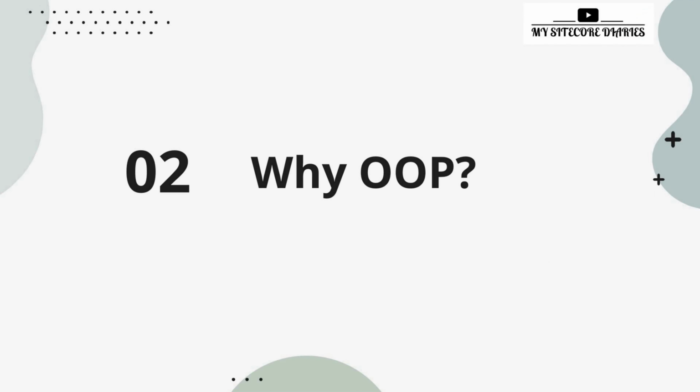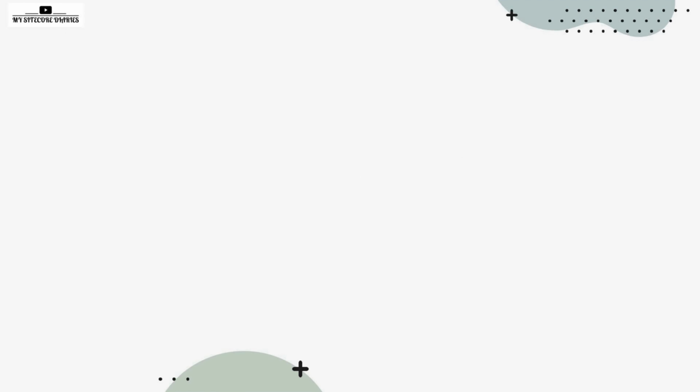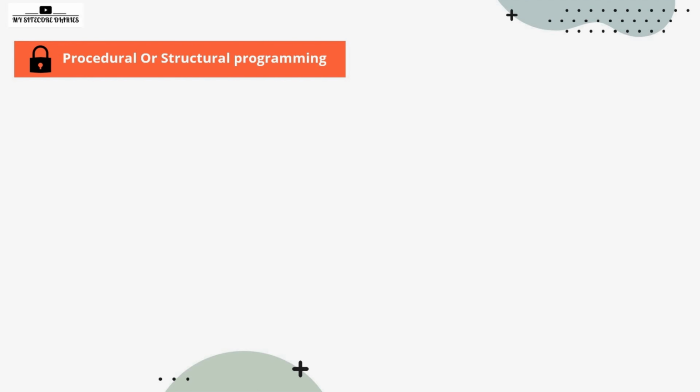Next we will see why we use object oriented programming. Before understanding why we use object oriented programming, let's see the other way of doing programming, and that is procedural or structural programming. What is it? We'll not go in detail, but we'll see just an overview. The program is divided into small parts called functions. So basically in procedural or structural programming, we divide the program into small functions.